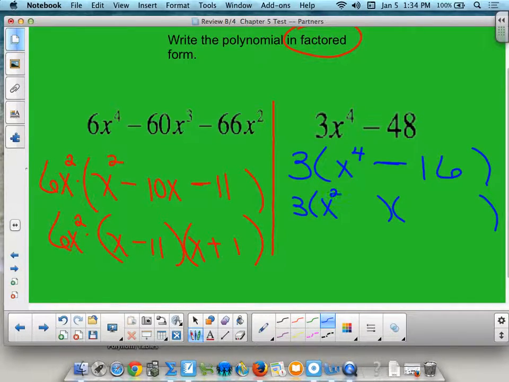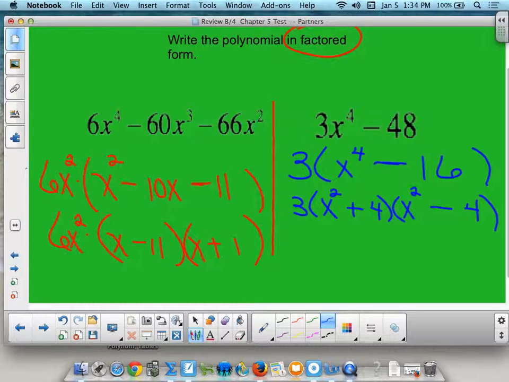X squared times x squared, 4 times 4. Plus and minus, or minus and plus, doesn't matter. Am I done? No.